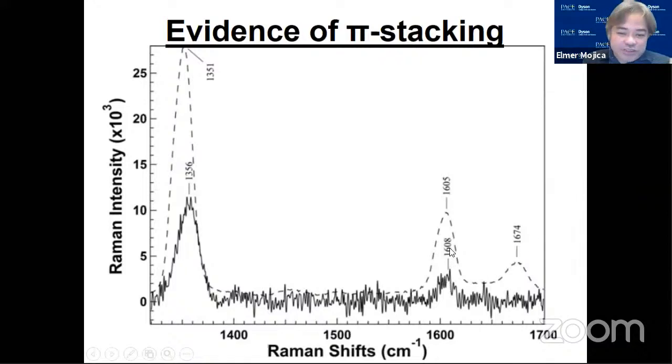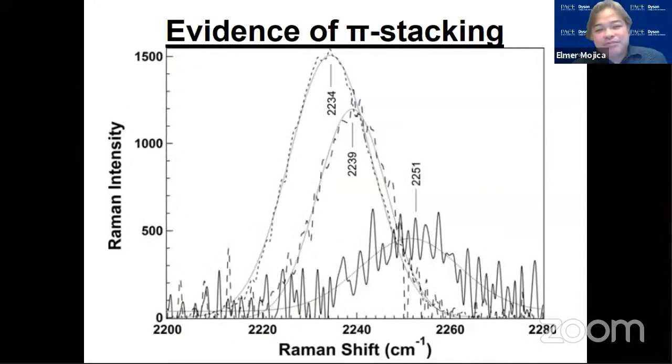Now for the ring modes, we observed a shift from 1608 to 1605. That tells us there's a change in the environment within the peptide. And the nitro group shifts from 1356 to 1351. So we're trying to look at the pi stacking, the pi-pi interaction, a specific type of intermolecular attraction that is unique to aromatic rings. We also noticed that among the peptides in our batch, the cyano takes a while to aggregate. I think we observed the aggregates after 2 or 3 days.